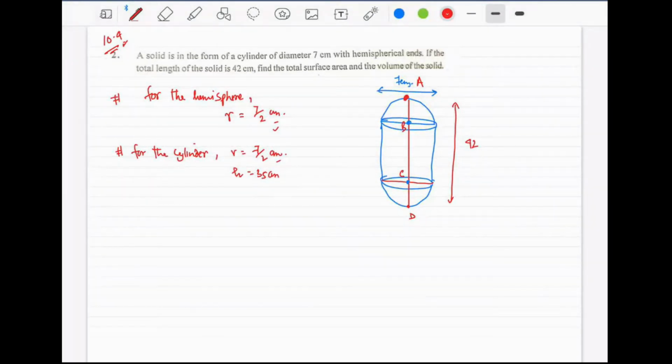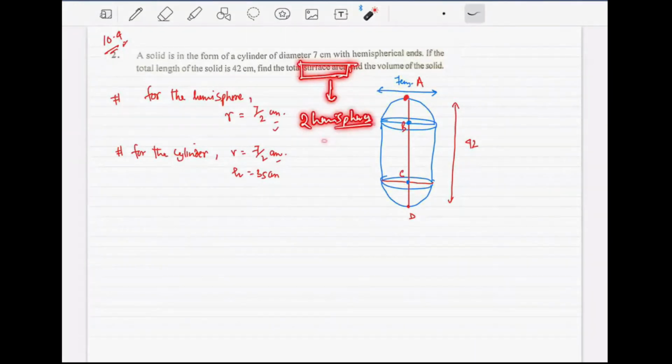Now, what you have to know is when we find out the total surface area, the total surface area will also consist of three parts. Wait a moment, I have to rub off the screen. I think it's a little wet. So, for this surface area also, we have to consider the three parts still. There are two hemispheres and there is a cylinder.